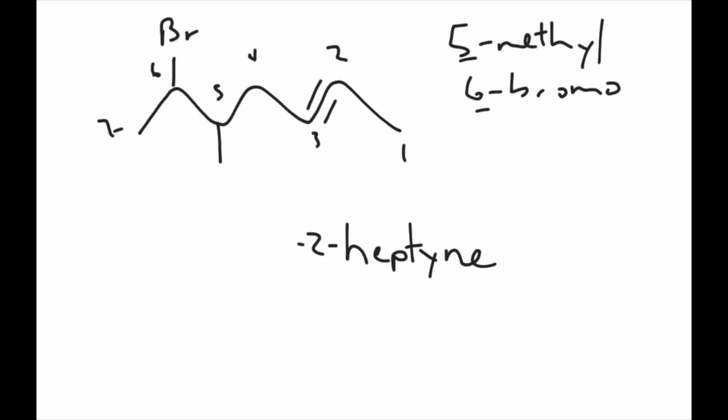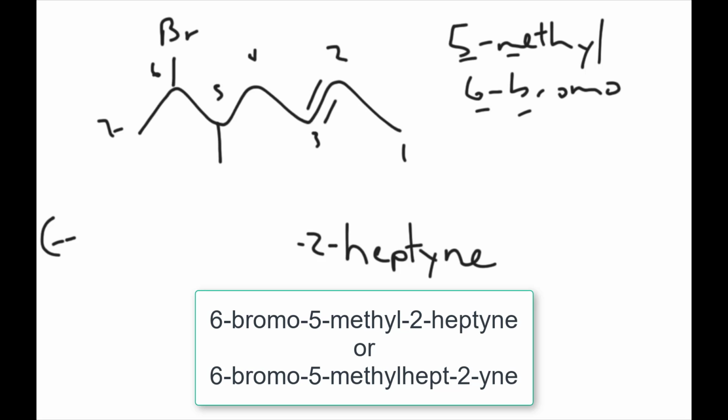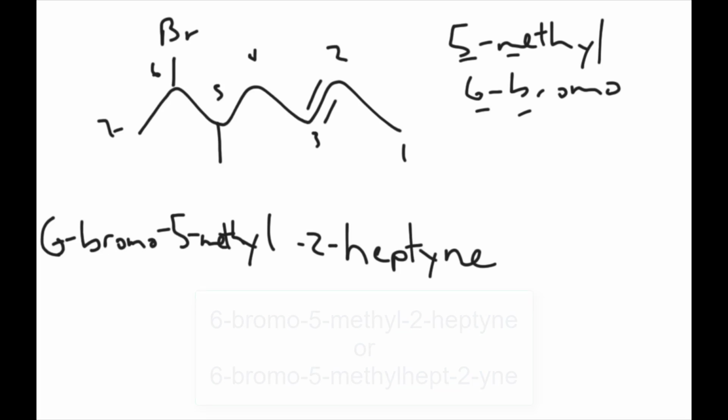Now that we've defined where the numbers are, when we actually name, we go in alphabetical order. So the 6-bromo comes first, even though it's on the 6th carbon. Alphabetically, the bromo comes first. On the 5 carbon is the methyl. And because of the M, the methyl comes next, and then finally we finish with the 2-heptyne.